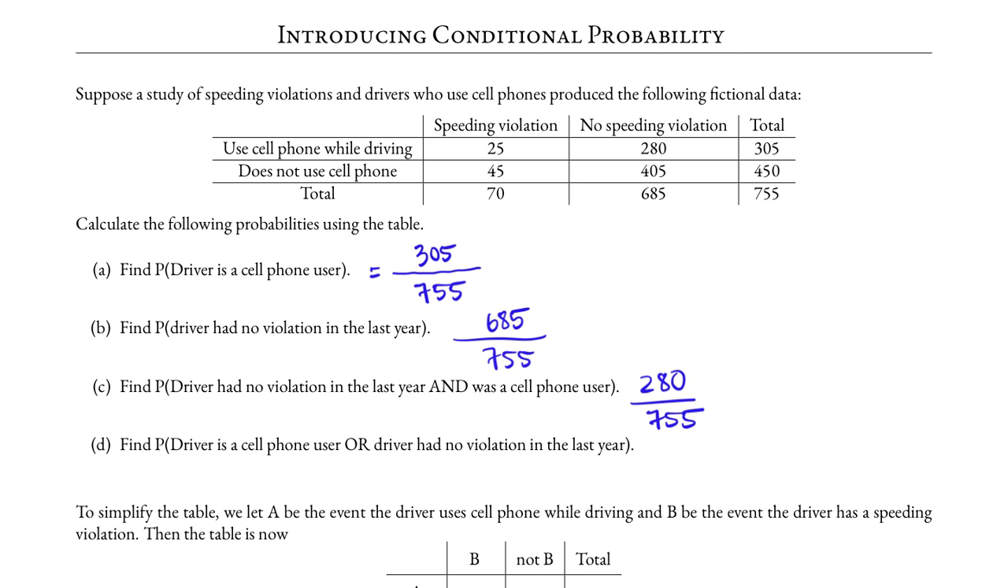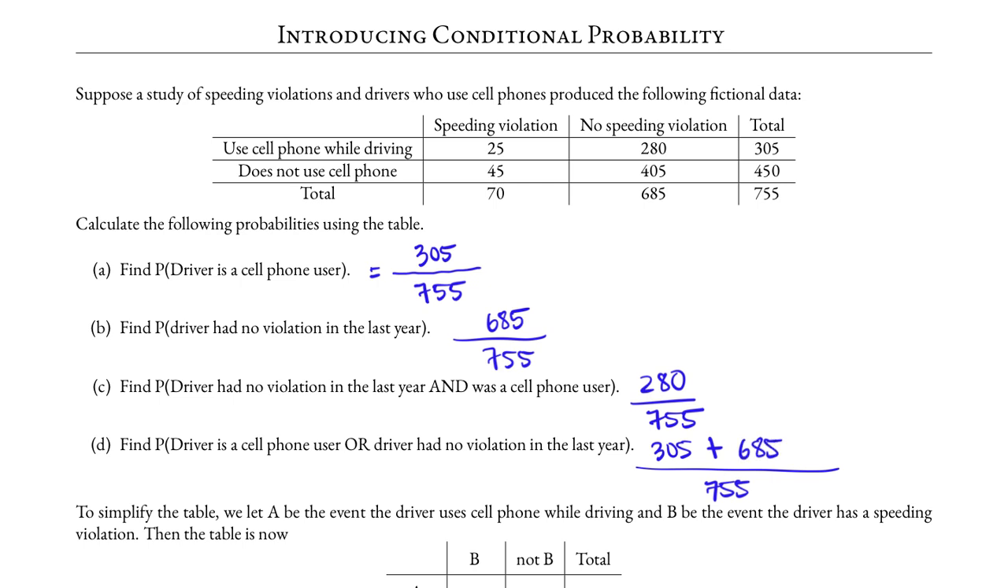Find the probability that the driver is a cell phone user or the driver had no violation in the last year. For the or, we are looking for whether the driver is a cell phone user or had no violation or both. Remember the definition of or. And so out of 755, how many of them are cell phone users? 305. Or how many of them had no violation?